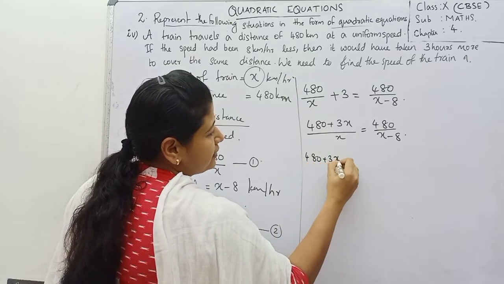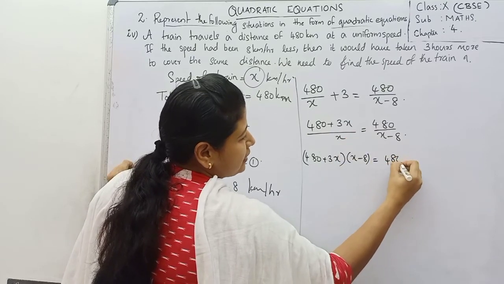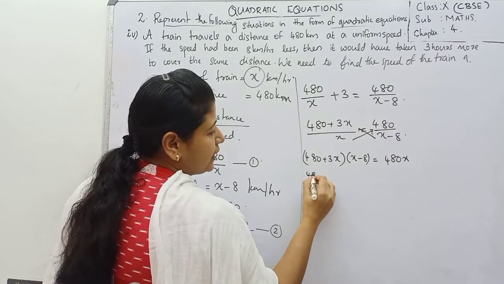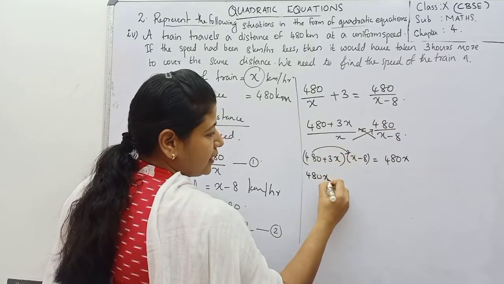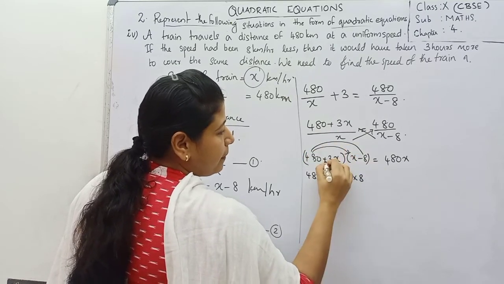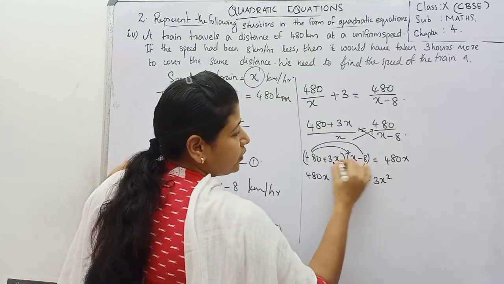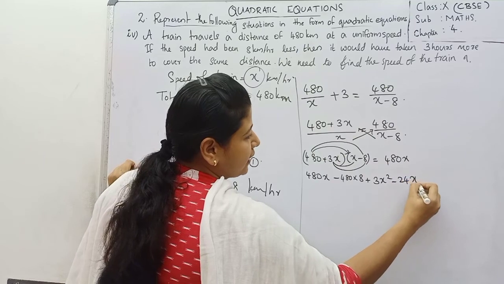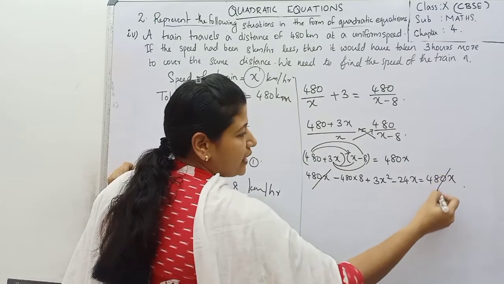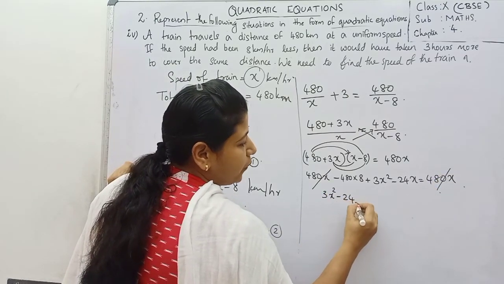480 plus 3x into x minus 8, which is equal to x into 480, that is 480x. You can just cross multiply like this. So you will get 480 into x, this is 480x minus 480 into 8, isn't it? Plus 3x into x, that means 3x square. And 3x into minus 8 is minus 24x, which is equal to 480x. On both sides, we can see this 480x is there, so we can just cancel. Now we can write 3x square minus 24x.